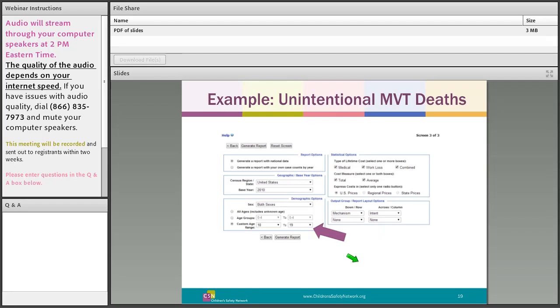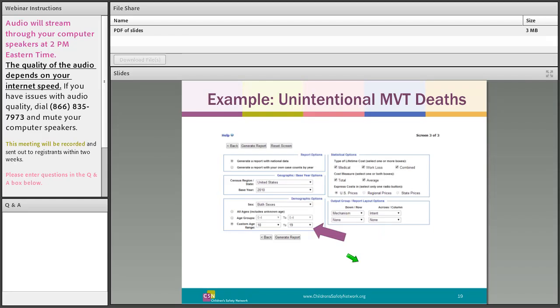There are several options on the third screen in many domains: geographic, demographic, report options, statistical options. We're not going to go into all of those at once. We'll talk about others as we progress through. But for now, we'll rely on the default options for all but the demographic option, where here we will create a custom age range of 10 to 19-year-olds for this example. And this is the last screen before you generate your report. You'll notice that the generate report option is here.